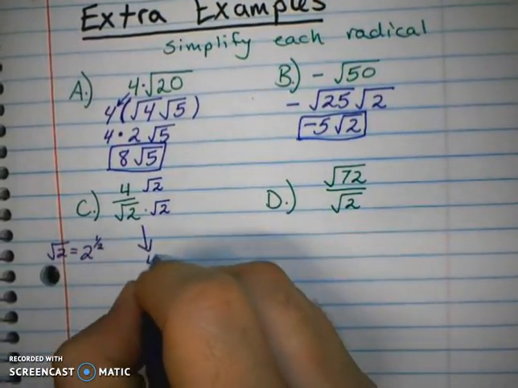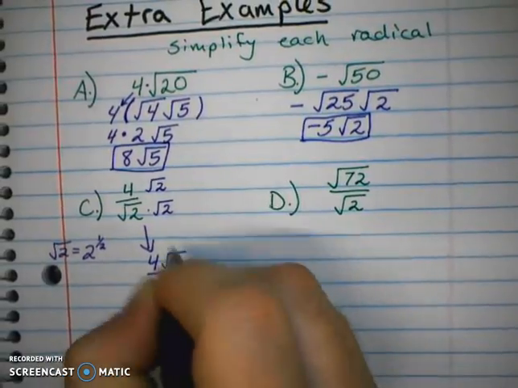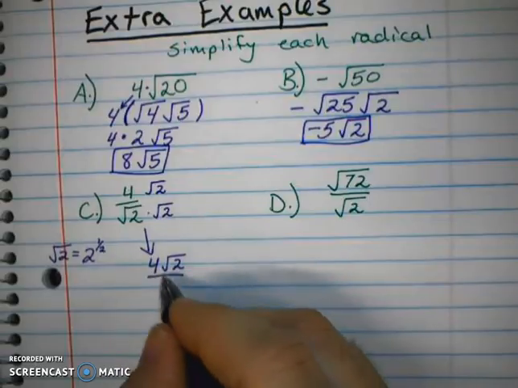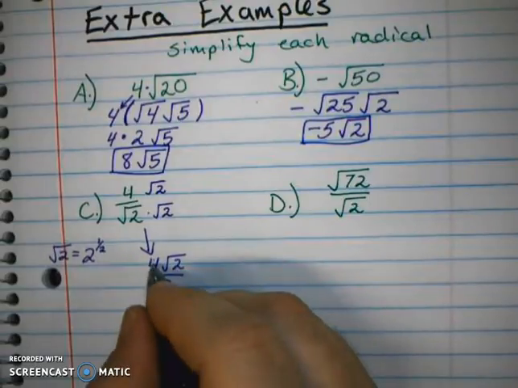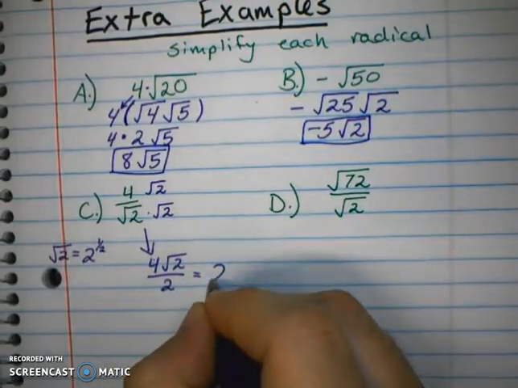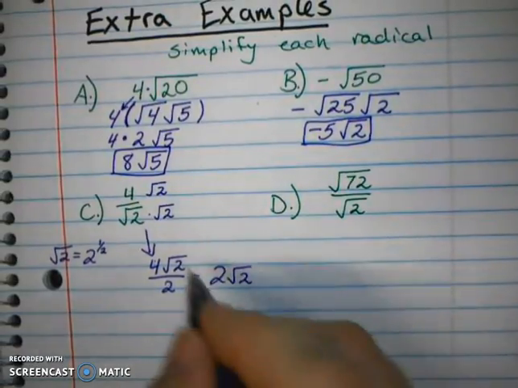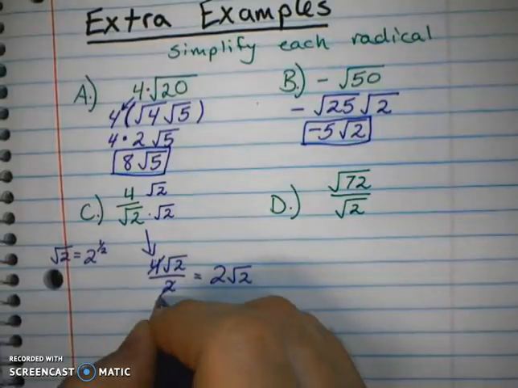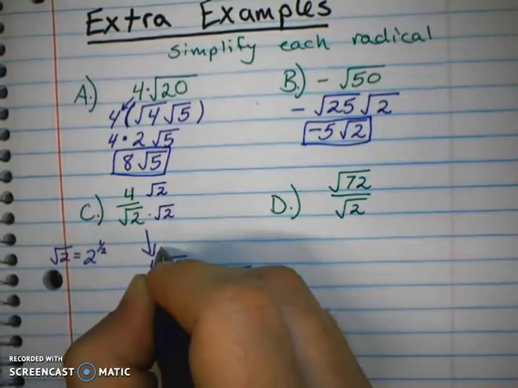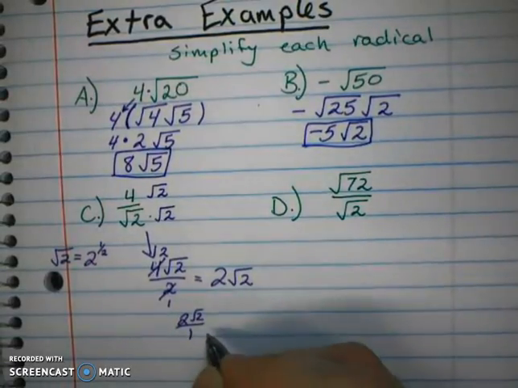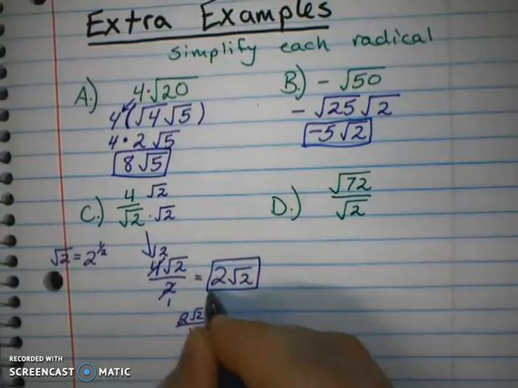4 root 2 is what we have left on top. And the bottom now is just 2. But in this case, we can simplify the 4 over 2 now. We can divide those. 4 divided by 2 is 2, and we keep our radical 2. You notice I got rid of the fraction. If you think of this as canceling out each of these by dividing by 2, it becomes 2 radical 2 over 1, but we don't need to write it as a fraction when the denominator is just 1. We can write it like that.